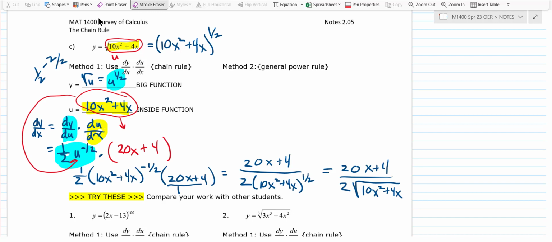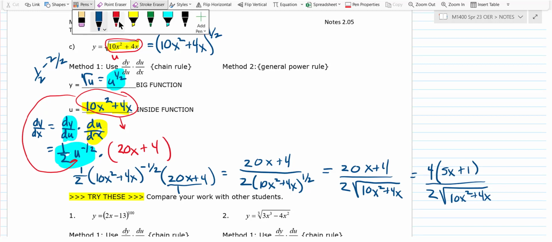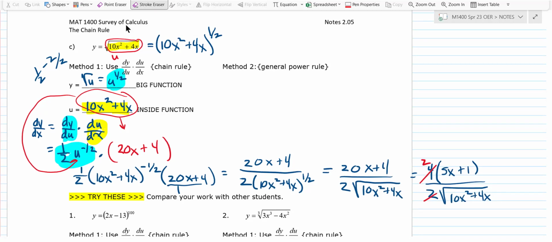There is one other thing you could do with this problem, though. Just algebra. Any thoughts? You can take a 4 out. Good. You could take a 4 out of the numerator. If you did that, you would have 5x plus 1 all over 2 times the square root of 10x squared plus 4x. It's good to learn how to do the simplification. Anytime you have a fraction, the only way you can simplify it is to factor, and then you'll find the 4 divided by 2 is 2.